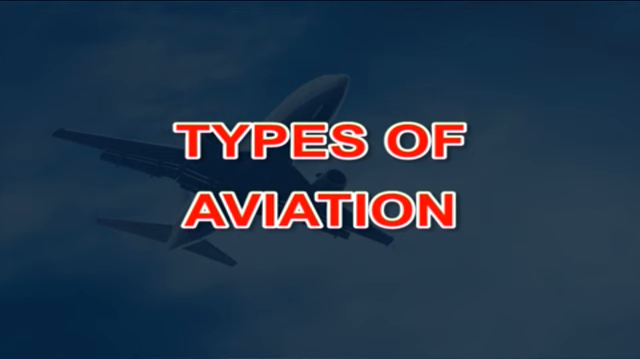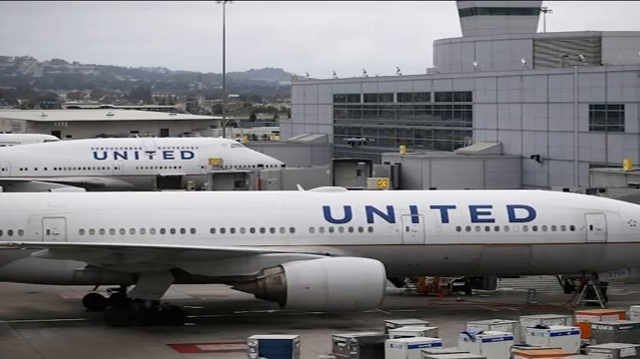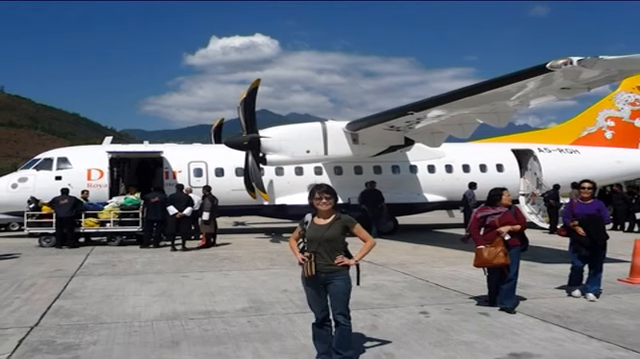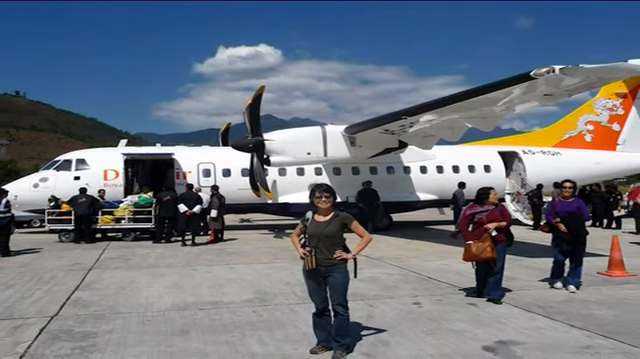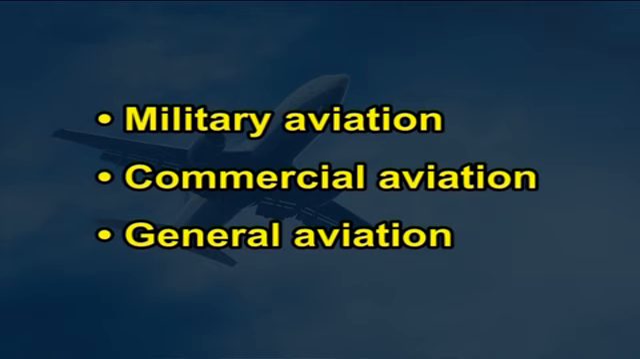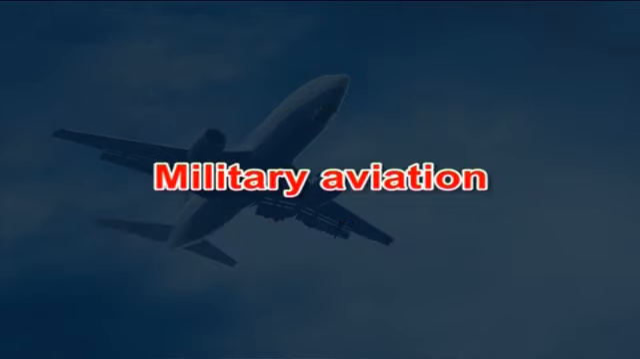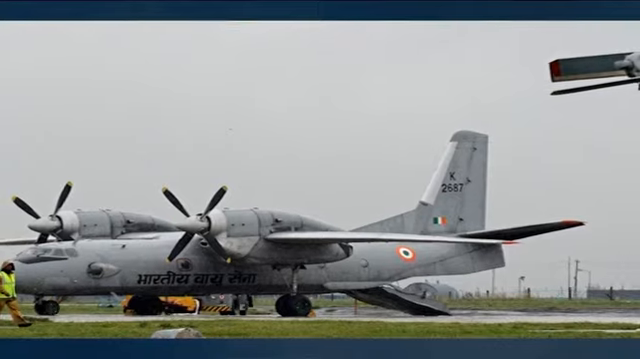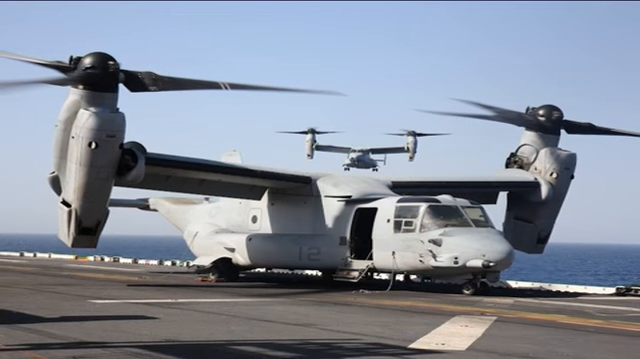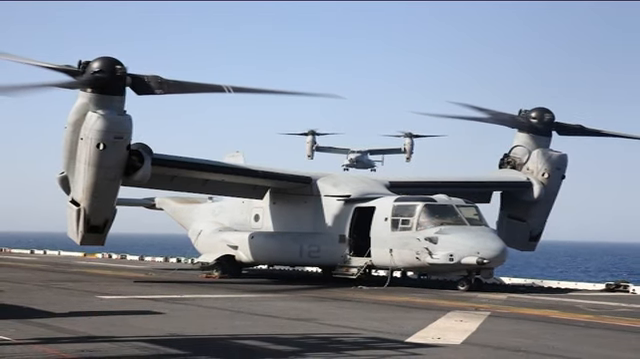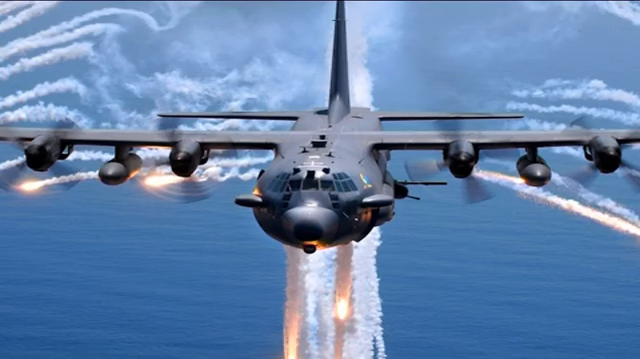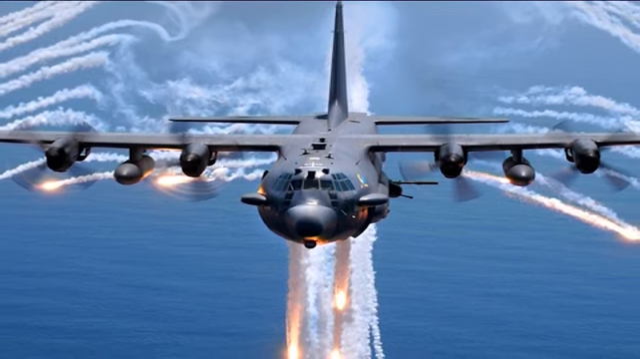Next is types of aviation. Aviation is a science, business or operations related to aircraft. Aviation can be broadly classified into three areas, namely military aviation, commercial aviation, and general aviation. First is military aviation. Military aviation refers to aircraft flown by the armed forces. Some of these advanced aircraft have the capability of flying at 3 times the speed of sound.